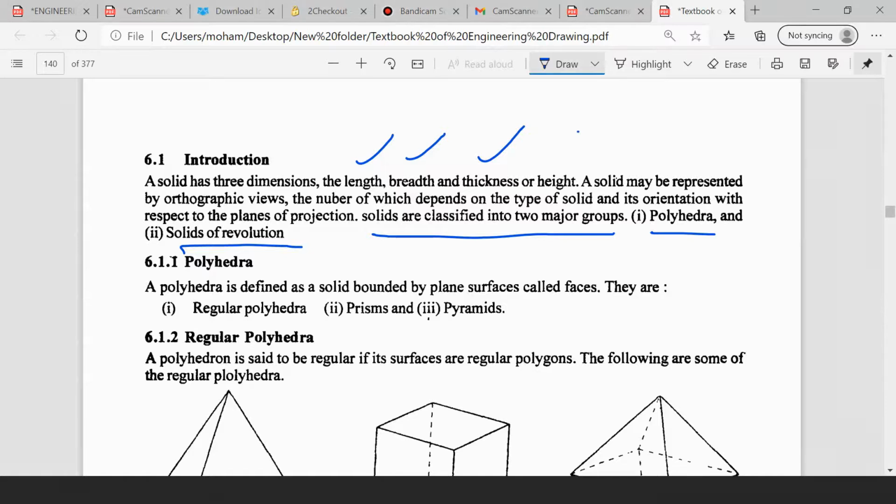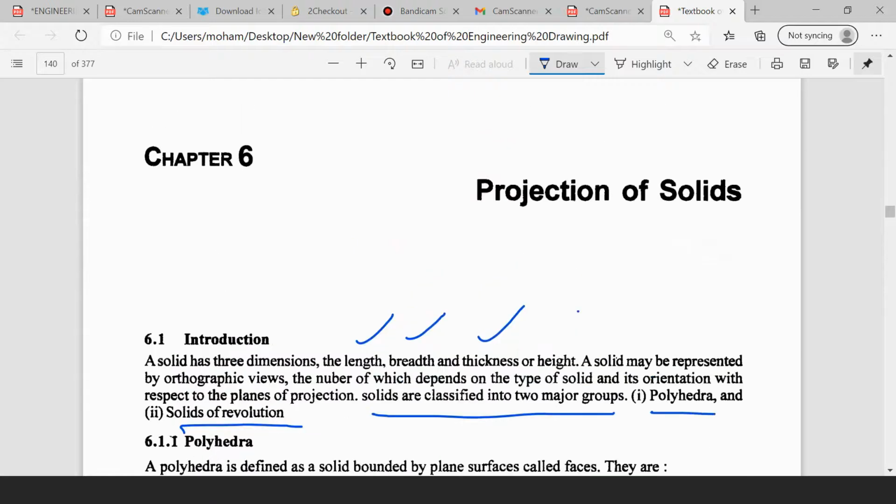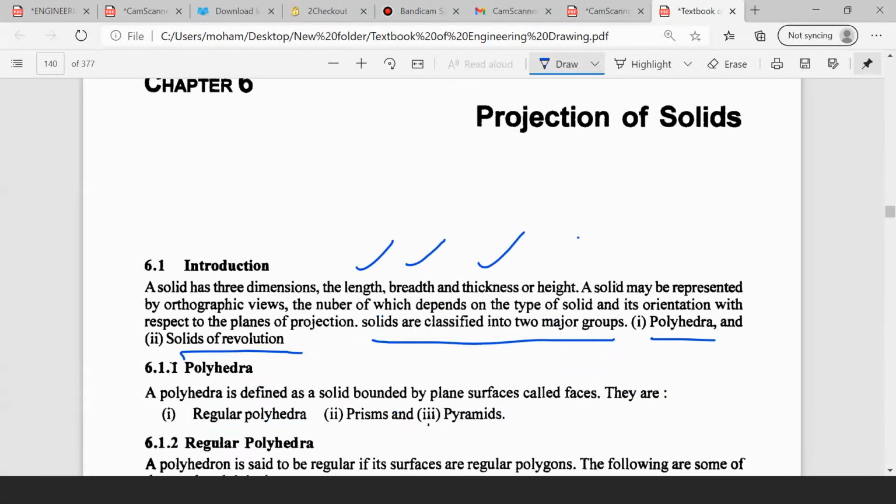Okay. Here in the solids, our topic is projection of solids. Is it clear? This PDF is visible? Yes, sir.